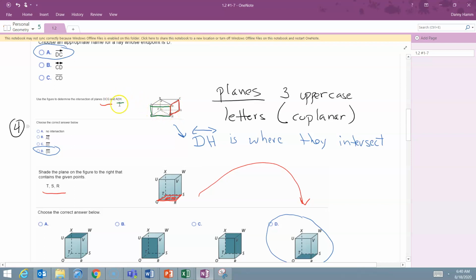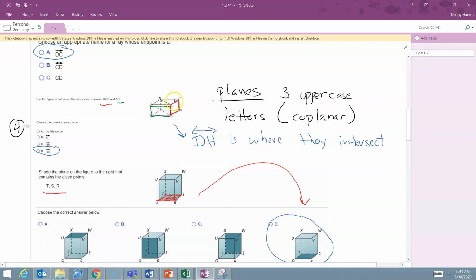And we do plane AEH, so we have this going over here. And we can see that they overlap or they intersect at D to H. Now, I know that we're looking at a finite or a measurable space, but we have to keep in mind that these things are infinite.